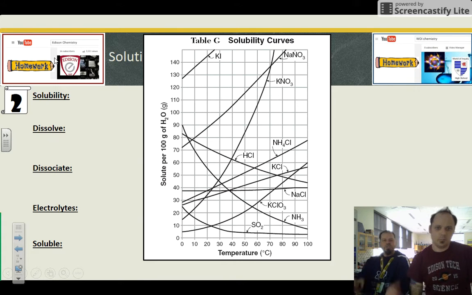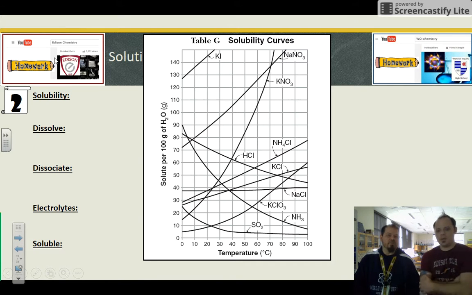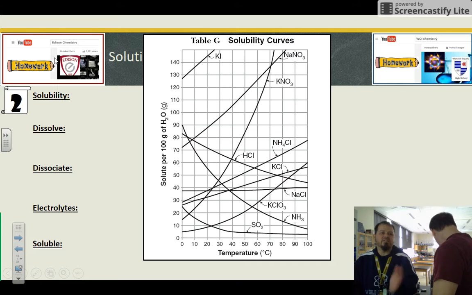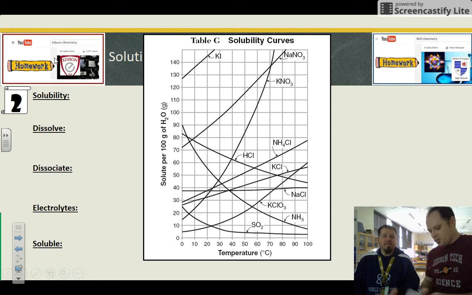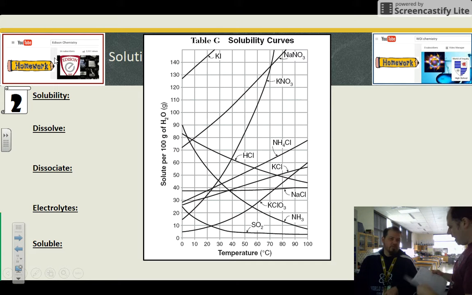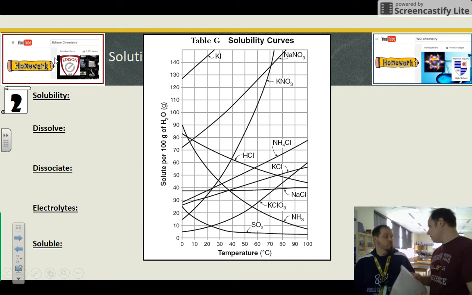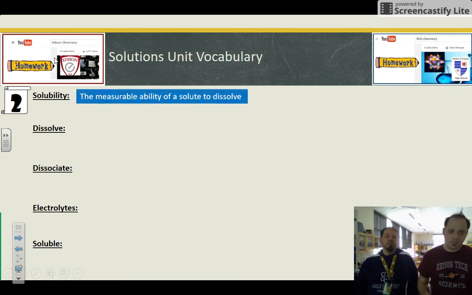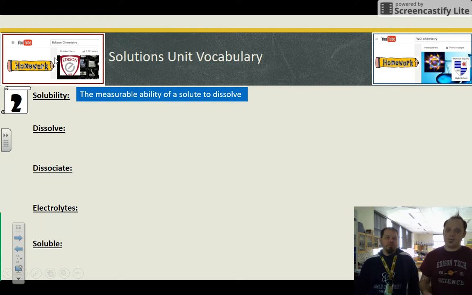Solubility. I use Table G here. This is right off your reference table, to talk about what solubility is, because this is how we actually measure it. It's right near the front of the package, which tells you it's that important. Solubility is literally the measurable ability of a solute to dissolve. Some dissolve better than others, especially at different temperatures.